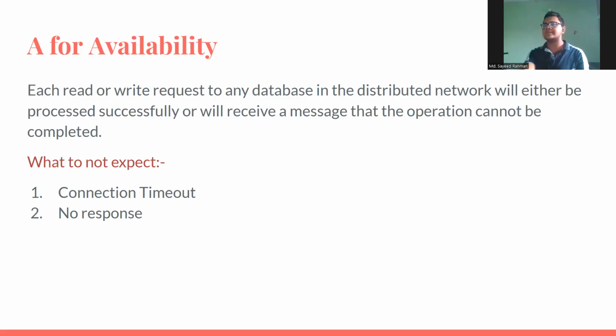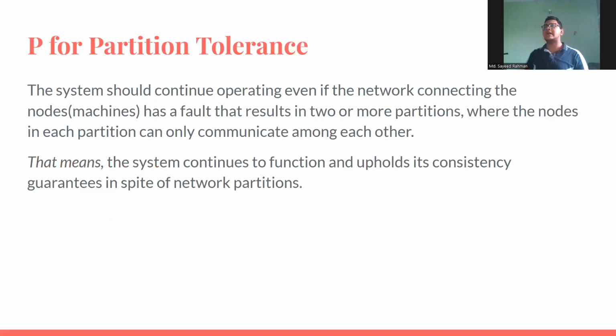Then we go to the next slide, which is partition tolerance. In the CAP theorem, the last term, partition tolerance. Partition tolerance says the system should continue operating even if the network connecting the nodes has a fault. For example, let's say we have a distributed system and we have 10 databases which are serving our global users. And what if some of the network connecting the databases fail?